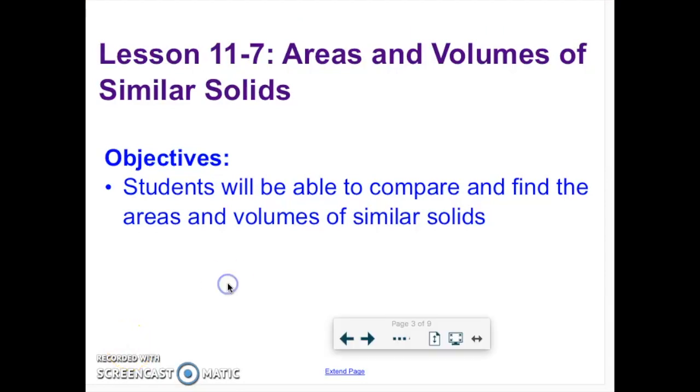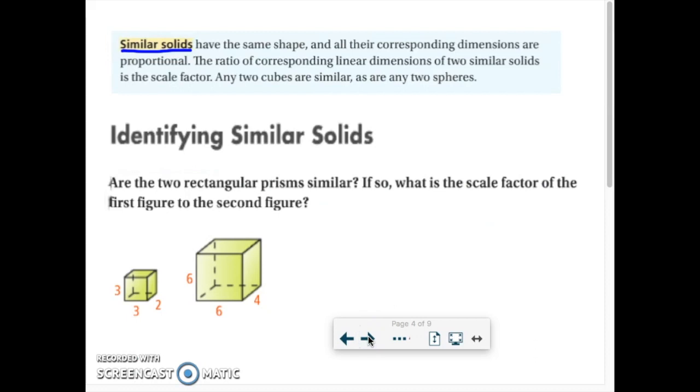This is a video for 11.7, areas and volumes of similar solids. So we're going to talk similar solids today. Similar solids have the same shape, so they're 3D shapes that are both cylinders or both pyramids or whatever, and all the corresponding dimensions are proportional. So that is talking about a scale factor.